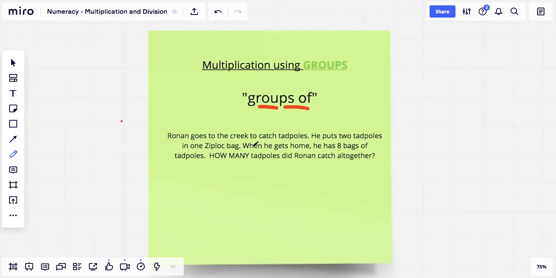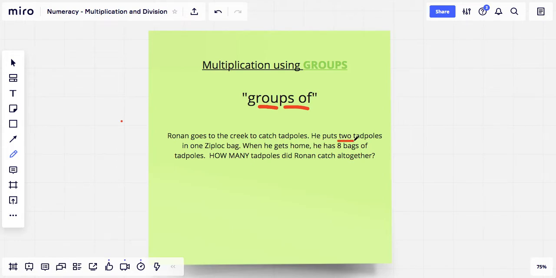Ronan goes to the creek to catch tadpoles. He puts 2 tadpoles in 1 Ziploc bag. When he gets home, he has 8 bags of tadpoles. How many tadpoles did Ronan catch altogether? So that's a great little story problem that we have.